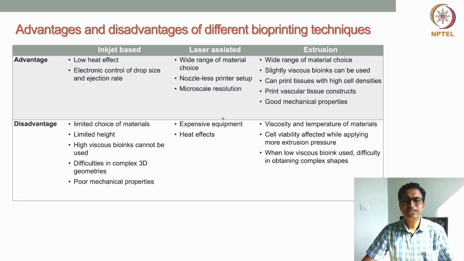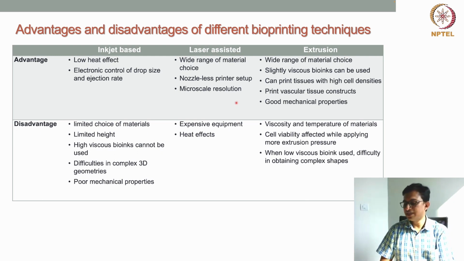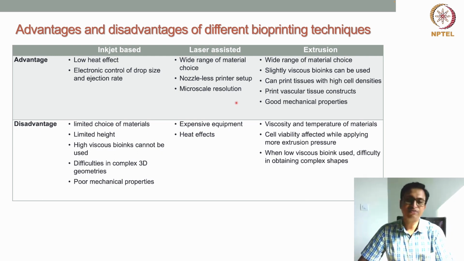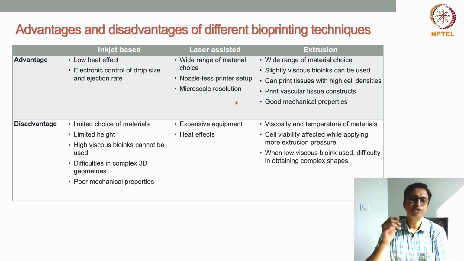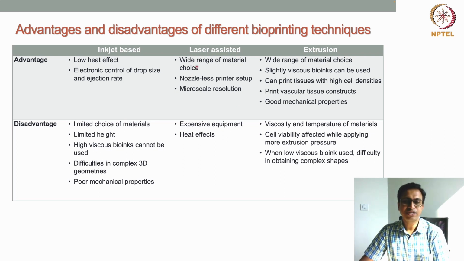In case of laser assisted bioprinting, because here mostly we use a biomaterial of low to moderate viscosity, that biomaterial is coated on the ribbon, right? So that's why a wide range of materials can be used for this kind of thing. There is not much challenge with material selection in case of laser assisted bioprinting, and it's a nozzle free printer setup, so that helps in various ways.